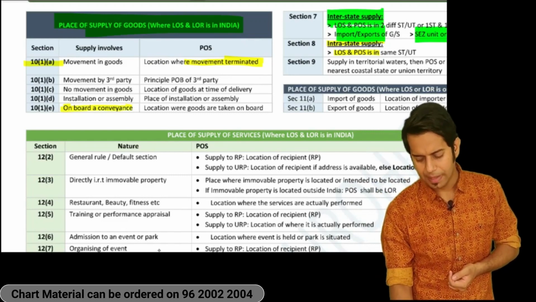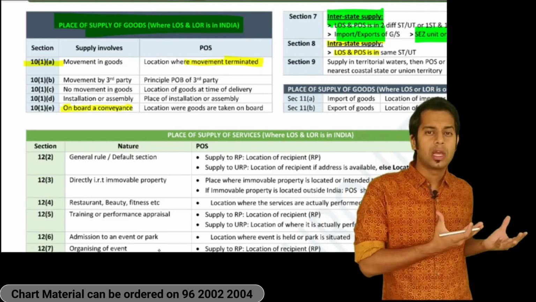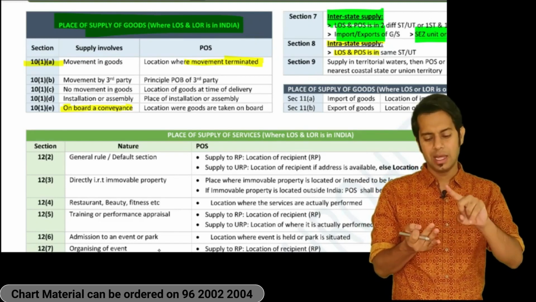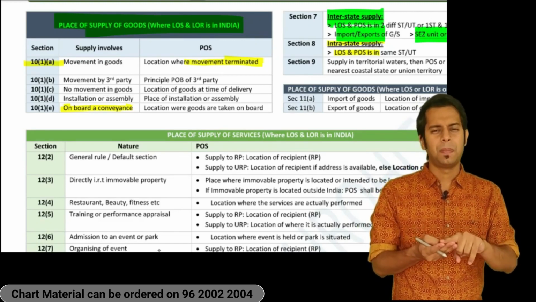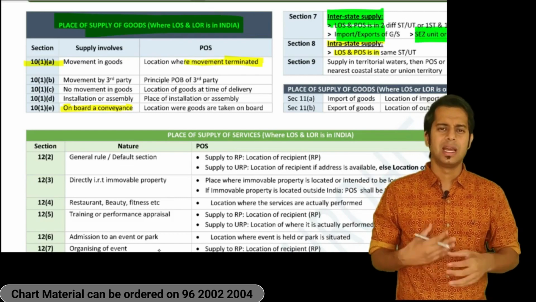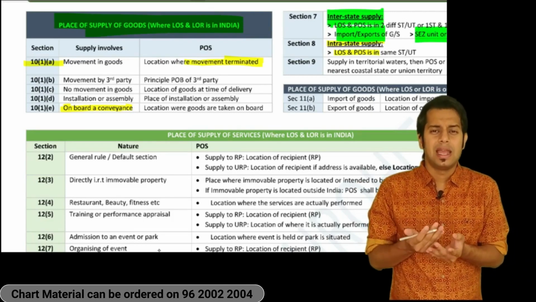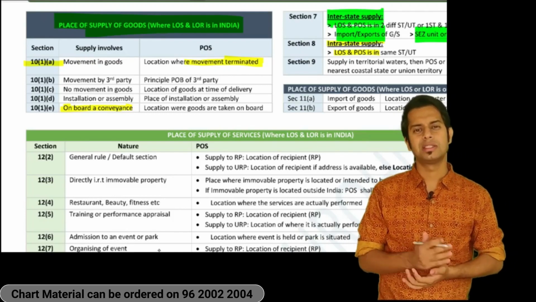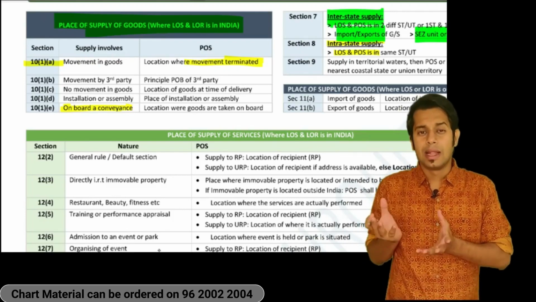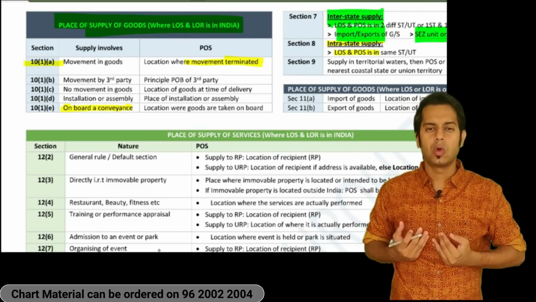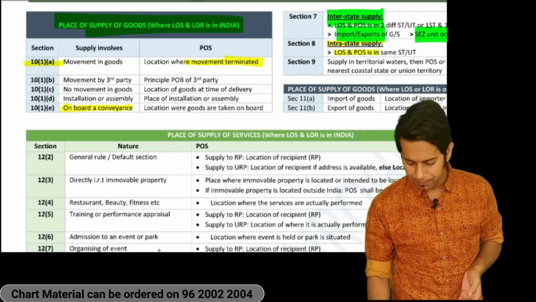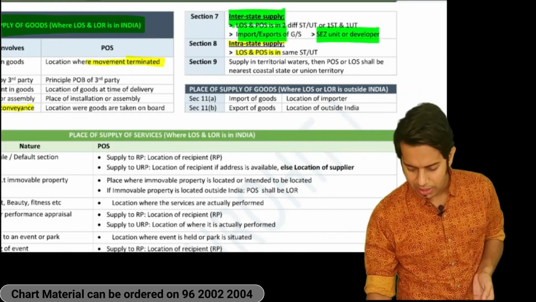Similarly, if the goods are supplied on board a conveyance, it can be an aeroplane, aircraft, vessel, motor vehicle, ship, train, etc. Whatever type of conveyance it is, if any goods are supplied to you when you are on board a conveyance, then the place of supply will be the location where the goods were taken on board, the location where the goods were taken into the train, the location where the goods were taken into the aeroplane. Then we have section 11.